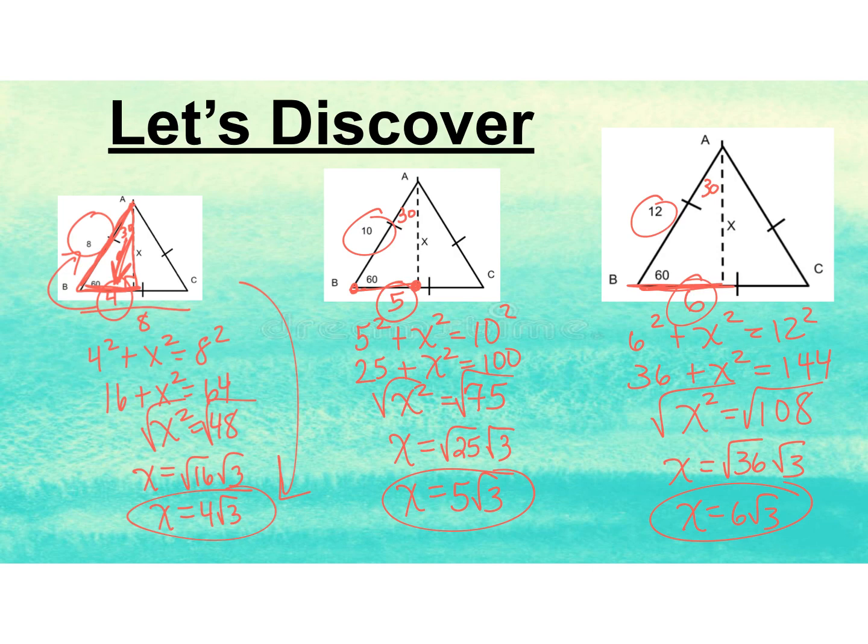I have a side of 4, and this number is 4 root 3. I have a side of 5, and this is 5 root 3. I have a side of 6, and this is 6 root 3. So the short side times the square root of 3 will give you that medium side.